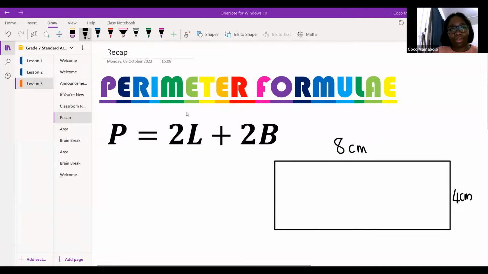Hi, ma'am. Hello. Okay, ma'am, so for here, ma'am, I think we're gonna do 8. Okay, P is equals to 8 centimeters.